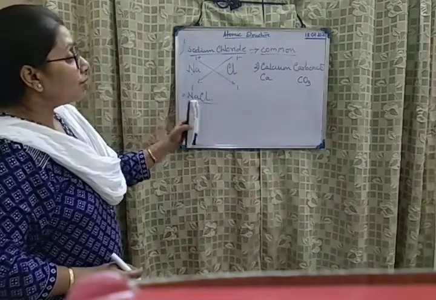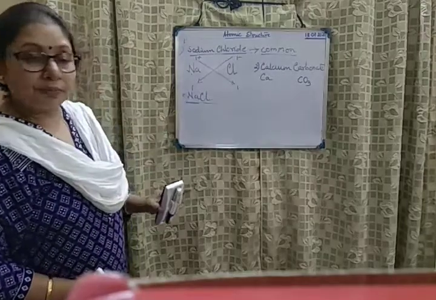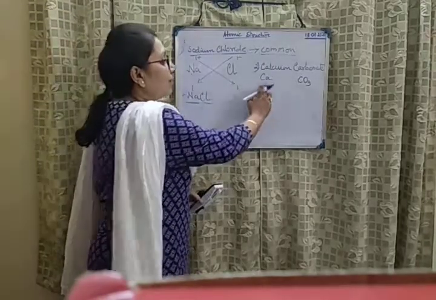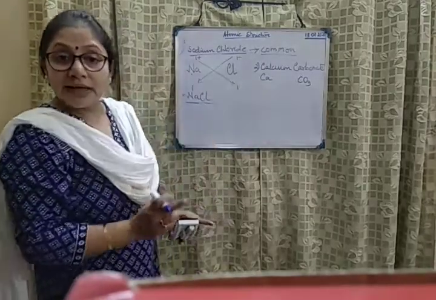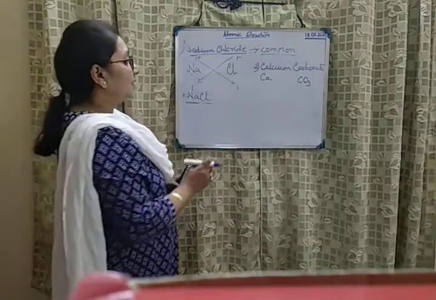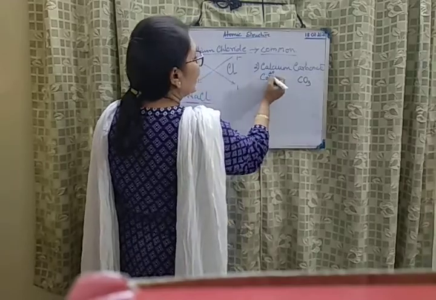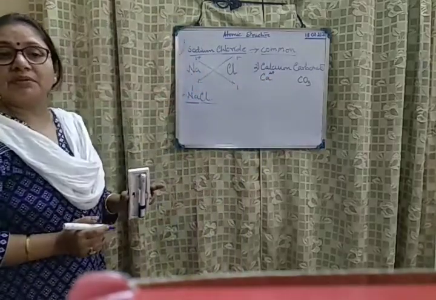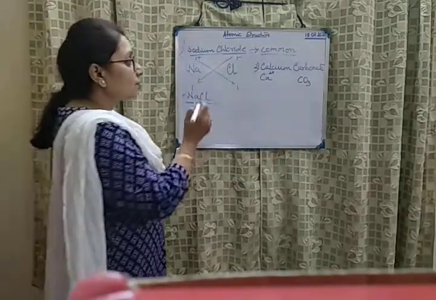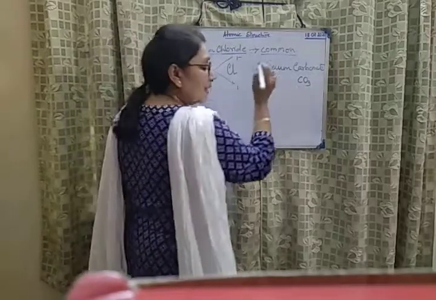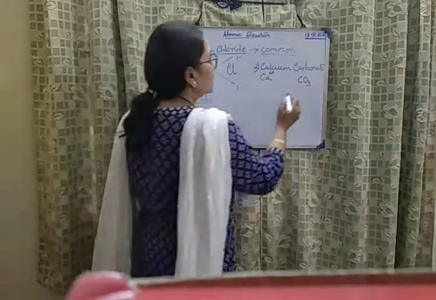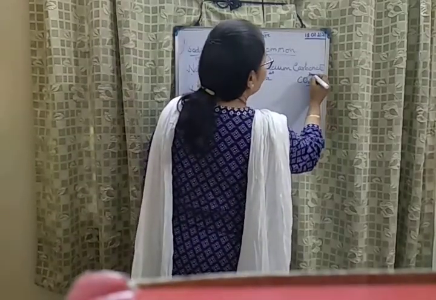Okay, so how do we write the formula of this compound? First of all, we have to know their symbols. Second, we need to know their valency. Valency of calcium is 2+. Calcium being a metal, most of the metals have positive valency, it is 2+. Carbonate being a radical, it has valency 2-.